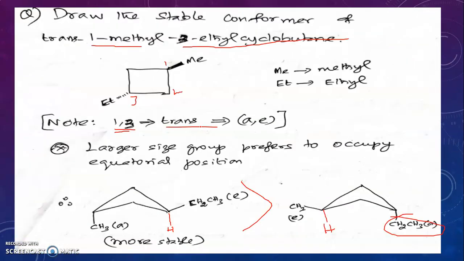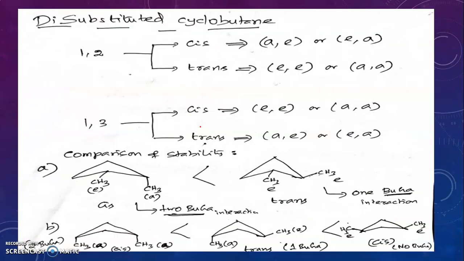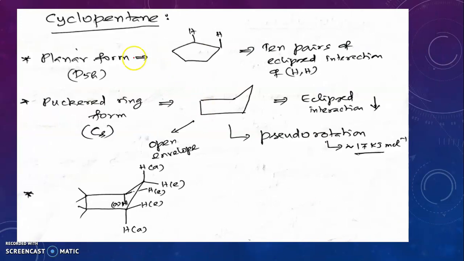So this is regarding cyclobutane. Now we'll start the cyclopentane molecule. Cyclopentane in planar form has the point group D5h. In planar form, there are 5 hydrogens above the plane and 5 hydrogens below the plane. So there are 10 pairs of eclipsed interactions between hydrogens. This is one eclipsed interaction. Like this, we have 10 pairs of eclipsed interactions.